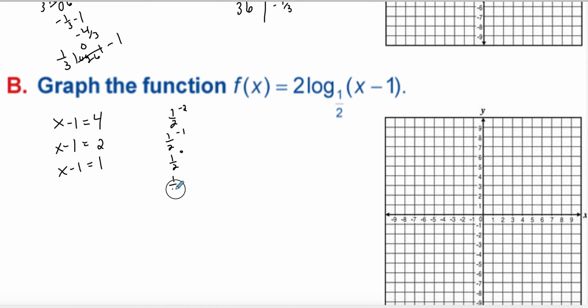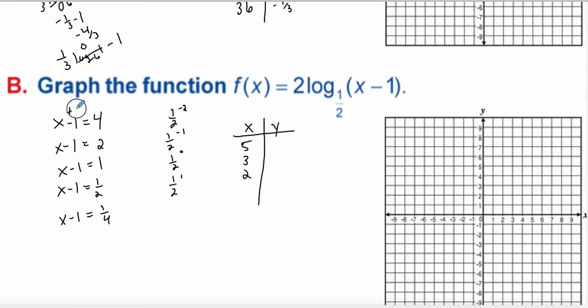And let's say we want 1/2 to the first power, so that's just a 1/2. x minus 1 is going to be equal to 1/2. x minus 1 is going to be equal to 1/4. These are going to tell us the x values that we need, and then we actually have to plug them in. Okay, x, y. So the first x value is going to be a 5. Second x value is going to be a 3. Third x value is going to be a 2, and I'm just getting those from here. Add 1, add 1. Okay, 5, 3, 2, and then add 1, so we're at 3/2, and then add 1, we're at 5/4.